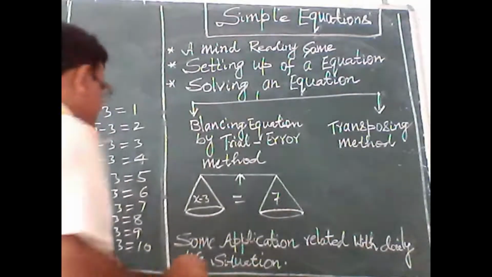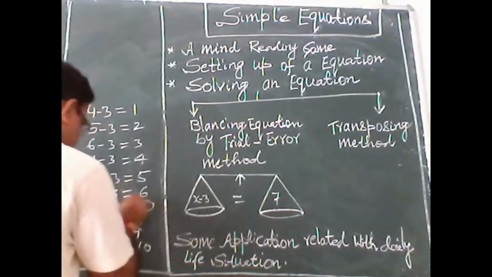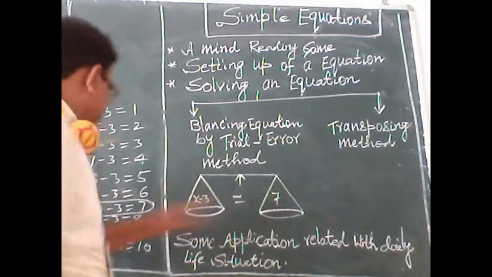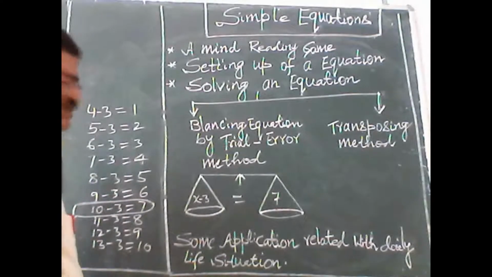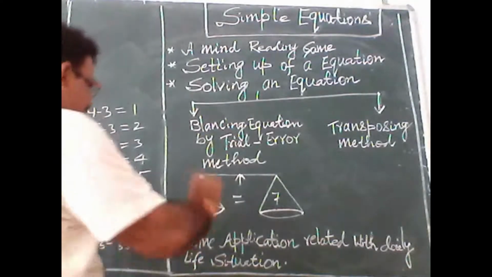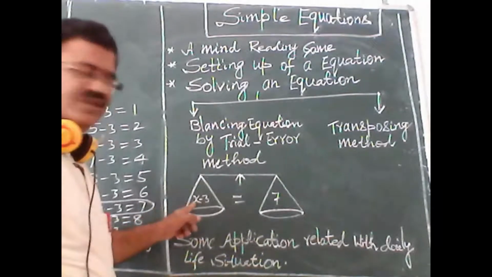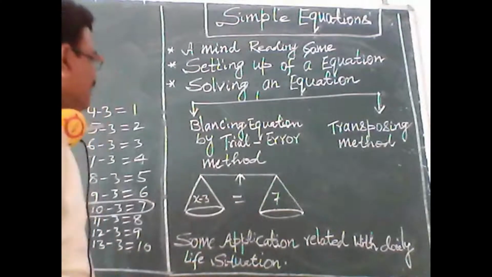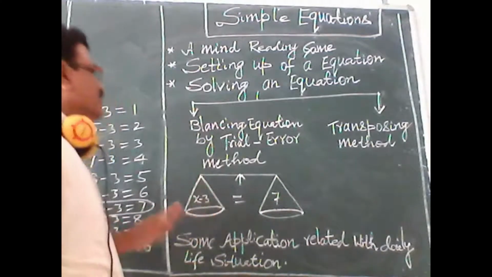So you can think about this one. This is the situation in which we get 7. So 10 minus 3 is 7. Obviously, if we put 10 in the place of x, we get 7. So its value will be 10. So this is the solution of the equation.